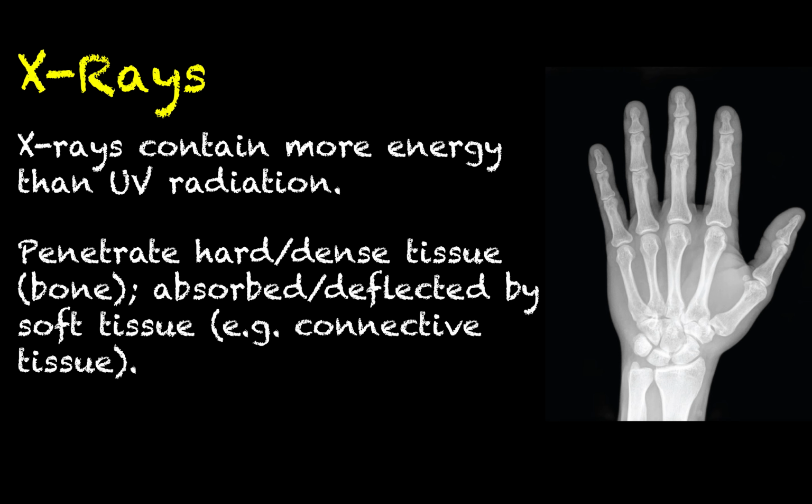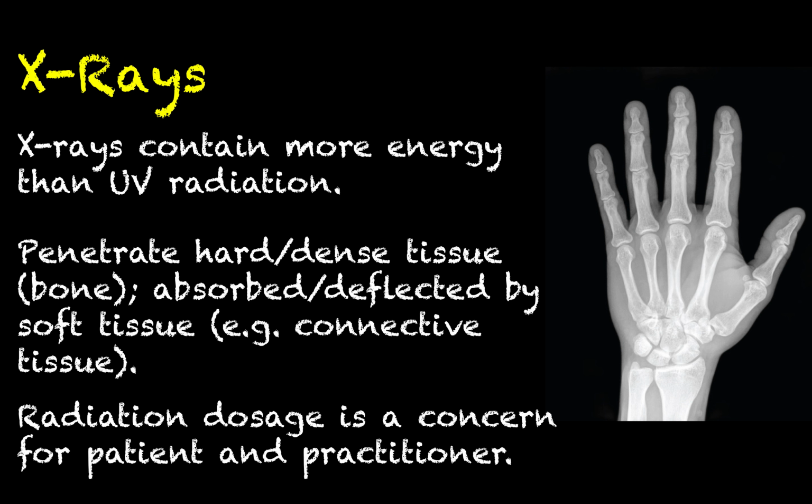So the idea here is that X-rays will penetrate very hard and dense tissue like bone, but will be absorbed and deflected by softer tissues like connective tissue, fat, things of that nature. So what this is going to do is give you a picture that provides a very high amount of contrast between bone and everything else. If you look at this picture here, you can see bones, and then you can see kind of a haze of the softer tissue around it.